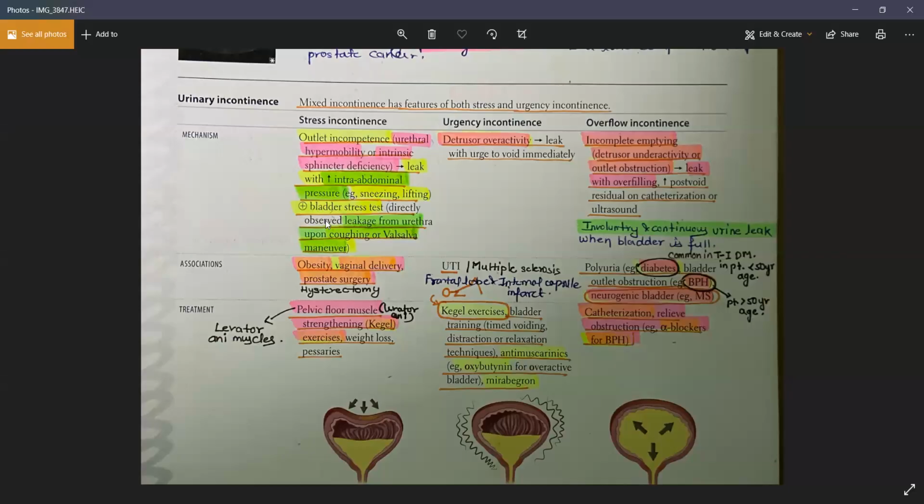Okay, so the patient will have a leakage from the urethra upon coughing or upon Valsalva maneuver. So it would be an episodic incontinence the patient will get whenever there is an increase in the abdominal pressure, for example, while sneezing or while coughing or while lifting any weight, right? Associations could be obesity. Okay, it could be due to a vaginal delivery. With successive vaginal deliveries, you can have an incompetency. Okay, prostate surgery can also do that.